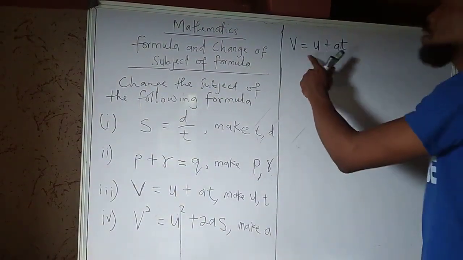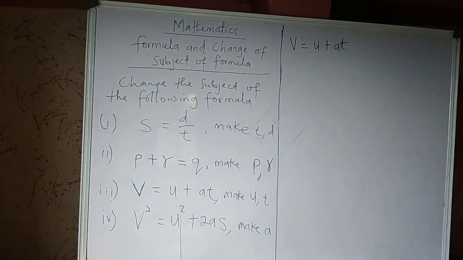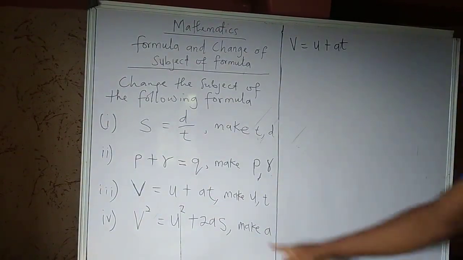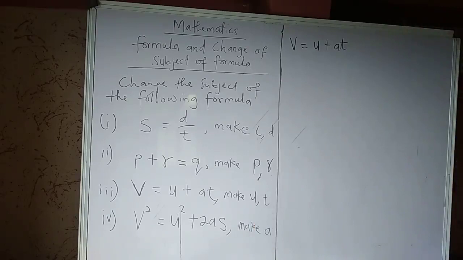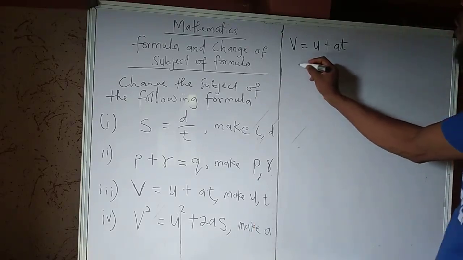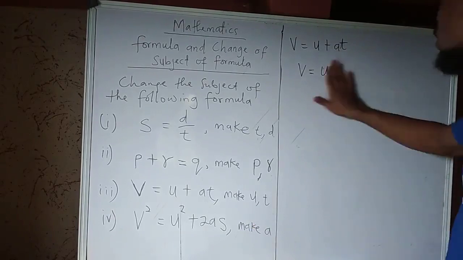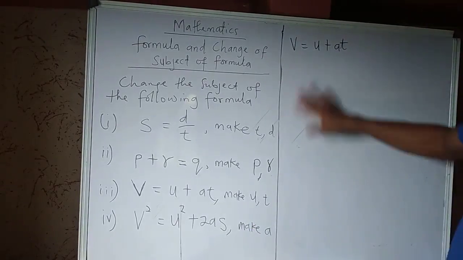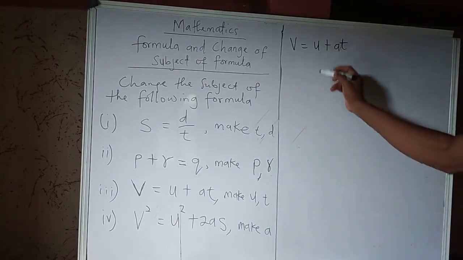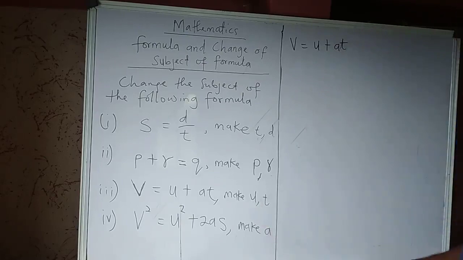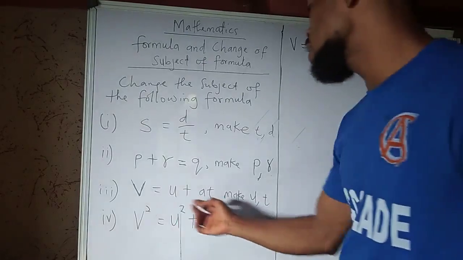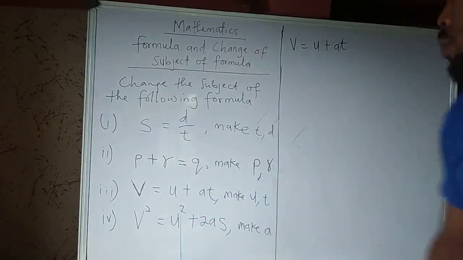Alright, so here we have v equals u plus 80. We have to make u the subject of the formula. So what will now happen is that if we are to make u the subject of the formula, it means whatever is standing on the other side of the equation has to move.